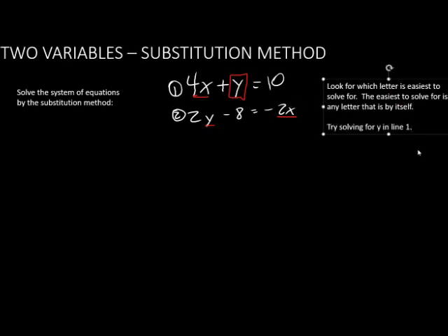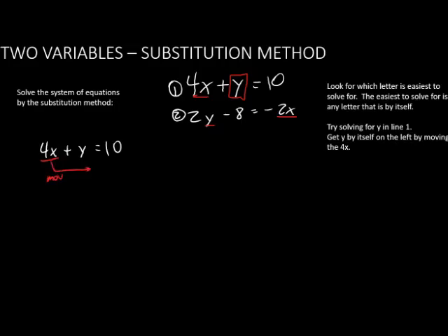We're going to start by moving the 4x that is on the left to the other side to get y by itself on the left. We take the 4x on the left and move it over to the right side. When we move it, it will become negative 4x. We'll end up with y equals 10 minus 4x, and that will be our expression for y. Now that we have this expression for y, we're going to put that expression where y is in line 2.